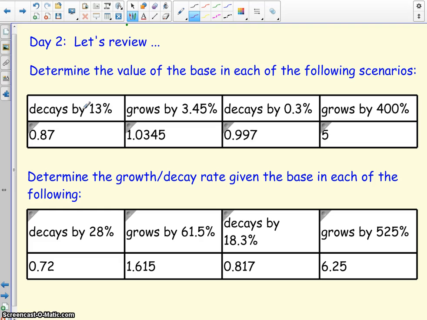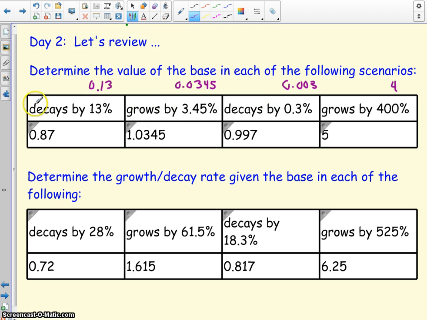Any percentage you get, you have to convert to a decimal first. So you divide it by 100. So for the first one, you're at 0.13. 3.45% when you divide it by 100 gives you 0.0345. 0.3 divided by 100 is 0.003. And 400 divided by 100 is just 4.